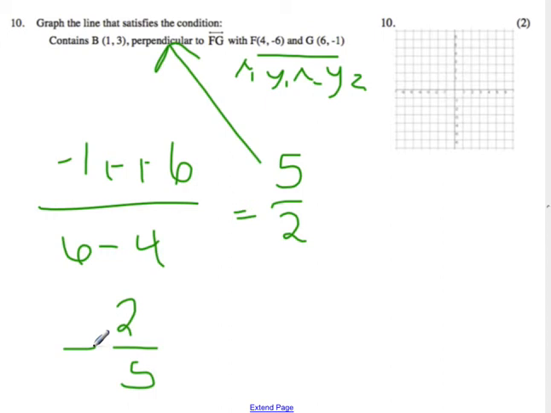So now all we have to do is graph that line. So the first thing I'm going to do is graph the point 1, 3. So I'm going over 1 and up 1, 2, 3, and I'm going to plot that point right there. Then, since my slope is going to be negative 2/5, from there I'm going down 1, 2, and over 1, 2, 3, 4, 5. And I'm going to plot that point and then connect the dots so it is beautifully graphed.